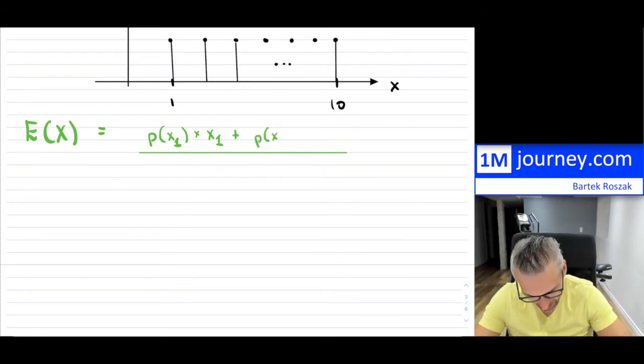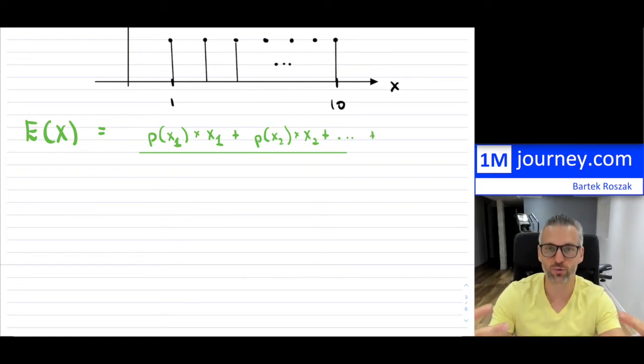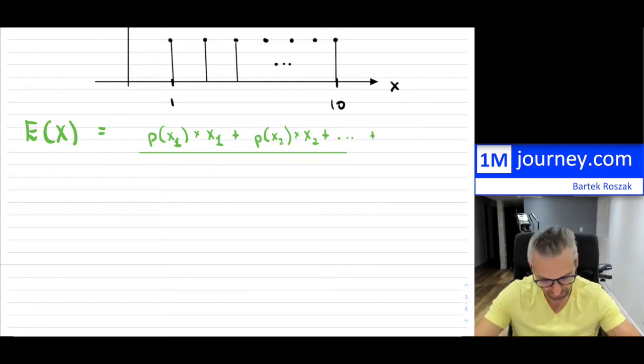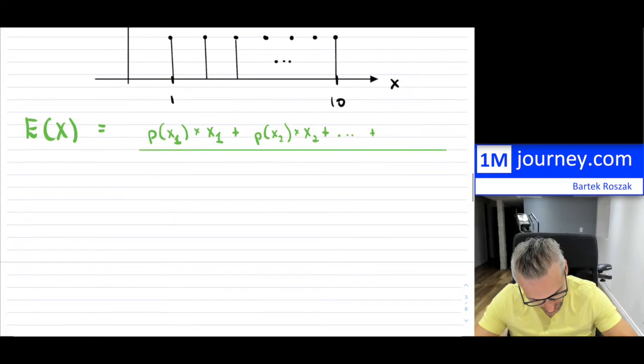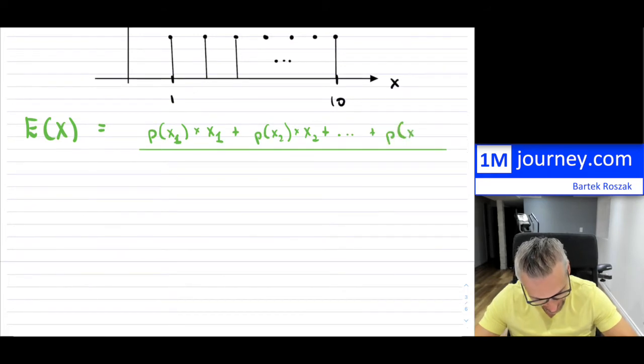So probability of x2 multiplied by the second outcome. And we continue this all the way. Now we're assuming that it's discrete, so we can just add them up. So this we would continue. I'm going to do this a little bit longer. This would continue all the way until you multiply all your probabilities times the actual outcome.